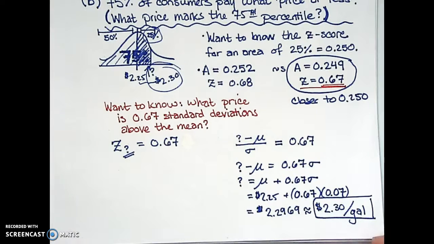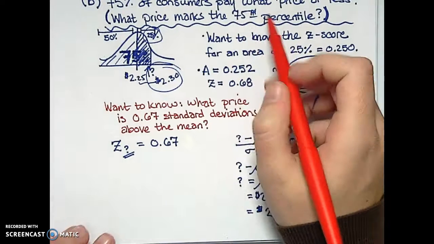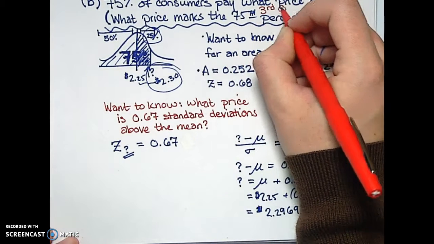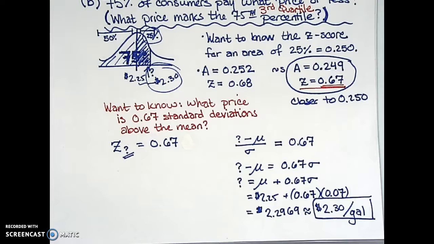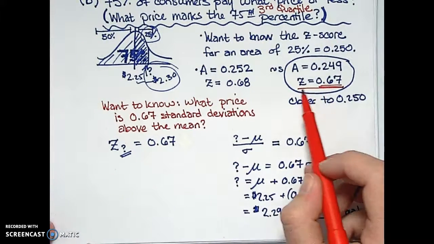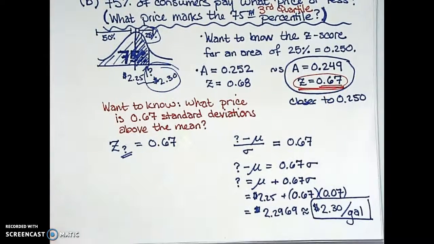It's important to note at this point that when we're talking about the 75th percentile, that's the same thing as talking about the third quartile. And we frequently ask questions such as, what price marks the third quartile, or what price marks the first quartile, or 25th percentile? So it's useful to actually learn how to find the quartiles, and the fact that the z-score of 0.67 will be fairly consistent.